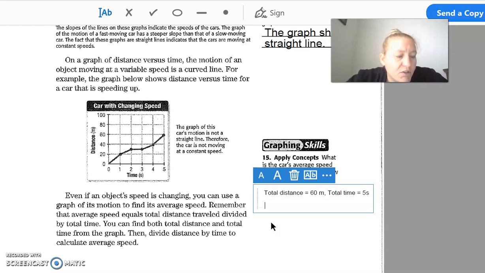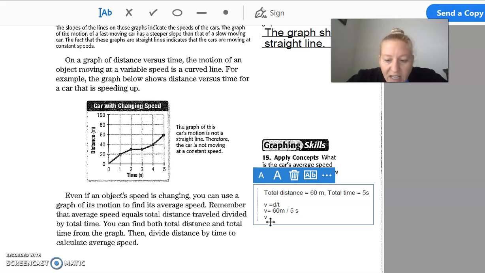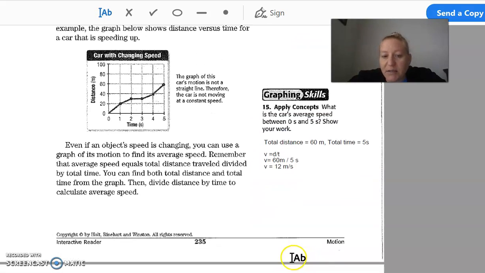So we want v equals, so our speed equals distance divided by time. Our speed equals 60 meters divided by 5 seconds. So our speed is going to be 12 meters per second. I hope you understood how we use that graph to find the average speed.